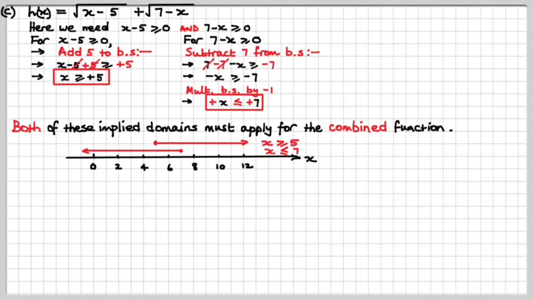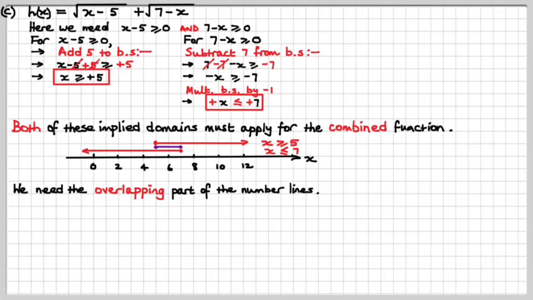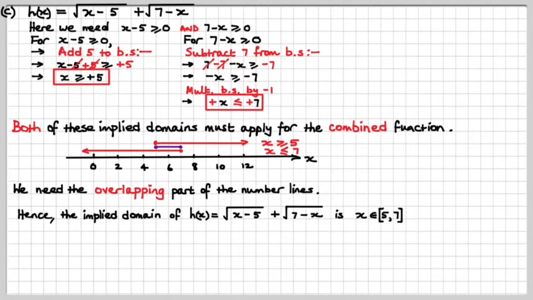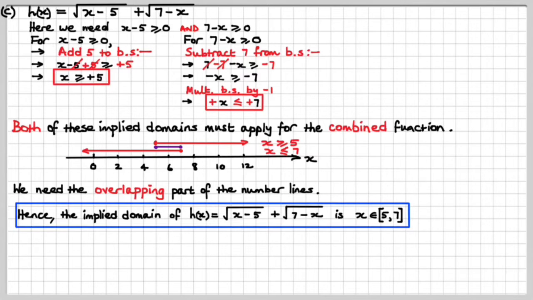So what have we got? You tell me. Well, yes, that's what we've got. So we need the overlapping part of the number lines, and therefore we know that x has to be from 5 to 7 inclusive. Yeah, do you like that? I think it's very nice.